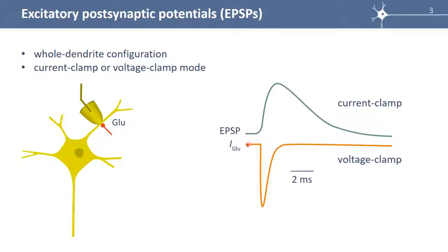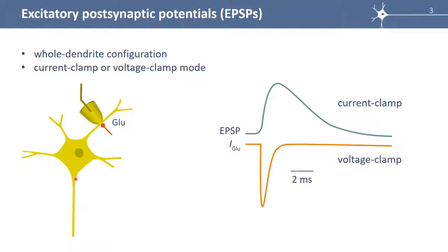mode, and this current is an inward current due to the entry of sodium and a small exit of potassium ions. This glutamatergic current is short and inward, so there is a net entry of plus charges. After this entry of plus charges, how do these charges propagate so that we can record an EPSP at the soma and then at the axon initial segment?